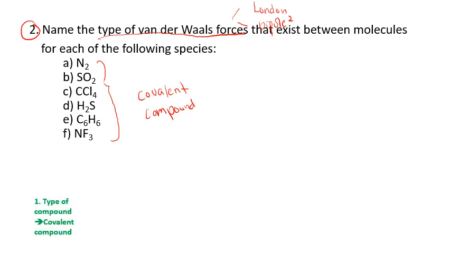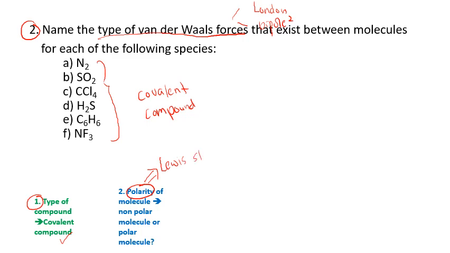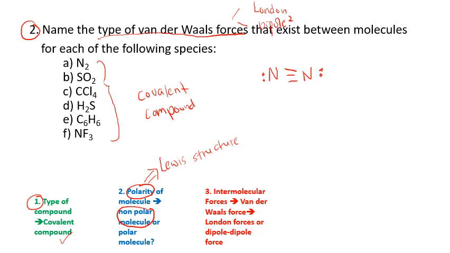As we already know, first we determine the type of compound, which is covalent. Second, we check whether the molecule is polar or non-polar. To determine that, we draw the Lewis structure. After we draw the Lewis structure, for example A, nitrogen, this is the Lewis structure for nitrogen. Both atoms are nitrogen and have the same electronegativity, therefore this molecule is non-polar. So the intermolecular force will be van der Waals, under London forces for nitrogen.